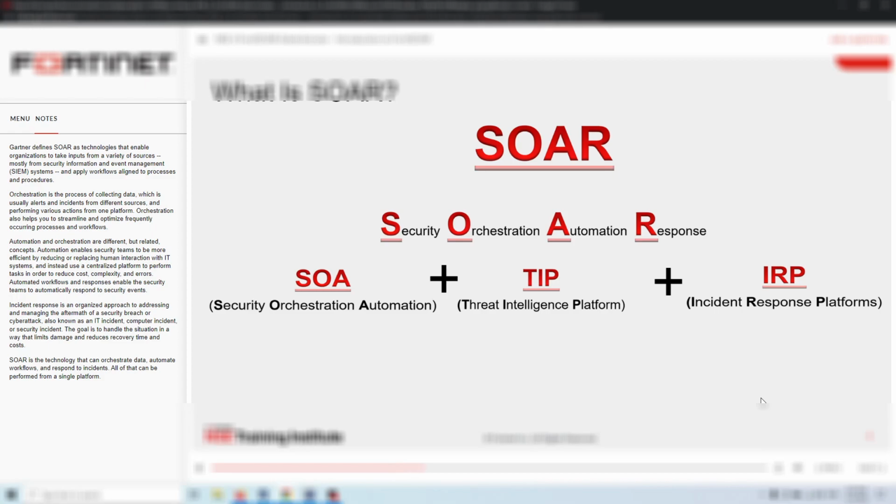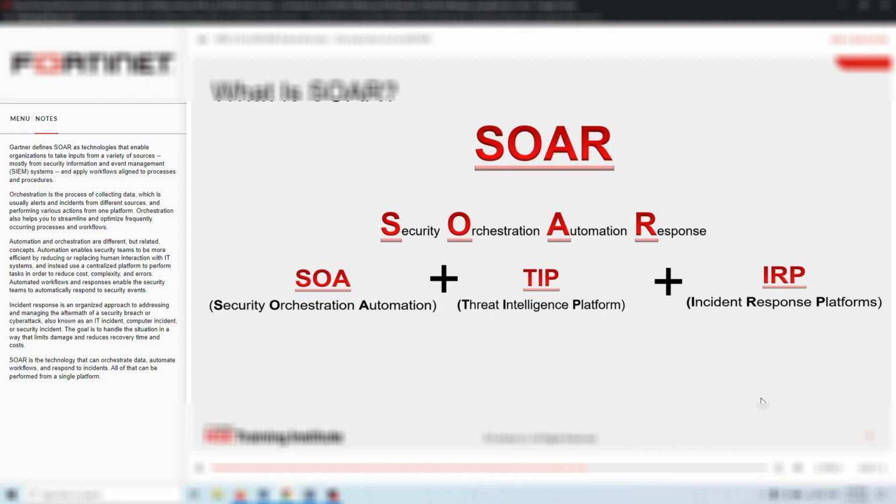Automation and orchestration are different but related concepts. Automation enables security teams to be more efficient by reducing or replacing human interaction with IT systems, and instead use a centralized platform to perform tasks in order to reduce cost, complexity, and errors. Automated workflows and response enable the security teams to automatically respond to security events.